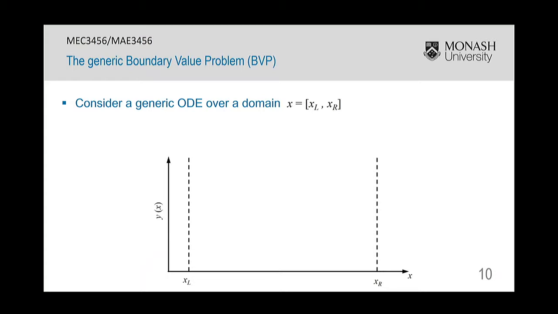So let's have a look at the generic boundary value problem. Let's abstract what we were just doing with the projectile into a more general case. So let's consider an ODE over the domain x left to x right. And we're told that the solution must satisfy that y of x right is equal to some right-hand side value. We're just going to call that y RHS, y right-hand side.